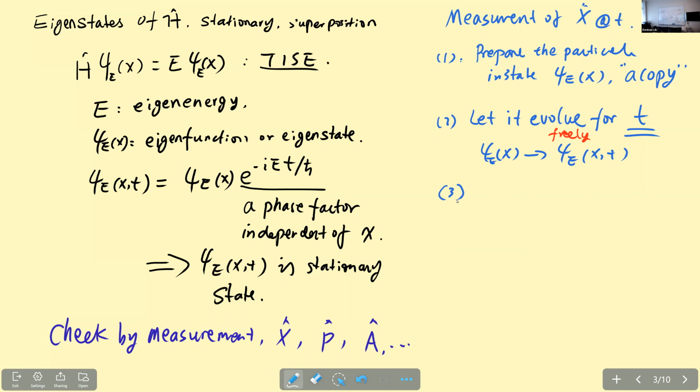And then the third step, you measure x, okay? Measure the position of the particle. Okay? So at this point, after you have done the measurement, in quantum mechanics, if you do the measurement, actually the state will be changed, okay? Will be in a different state. So then you shouldn't do the measurement again, okay? So that's something very different from classical mechanics, okay?